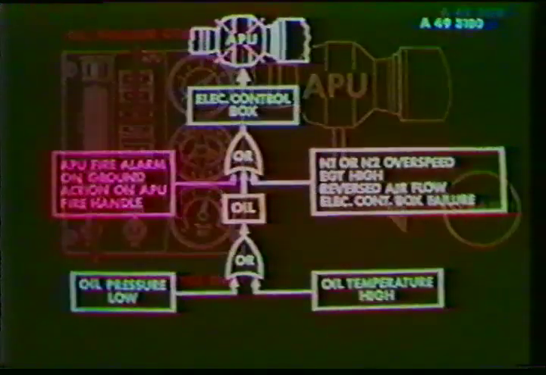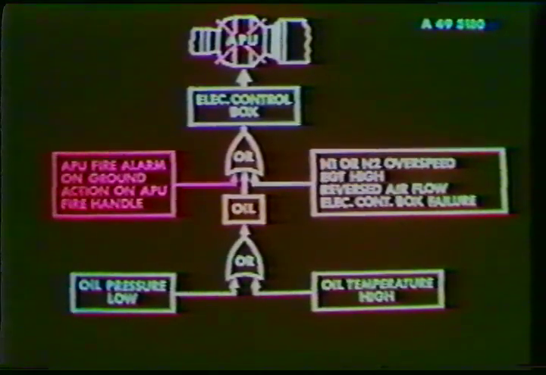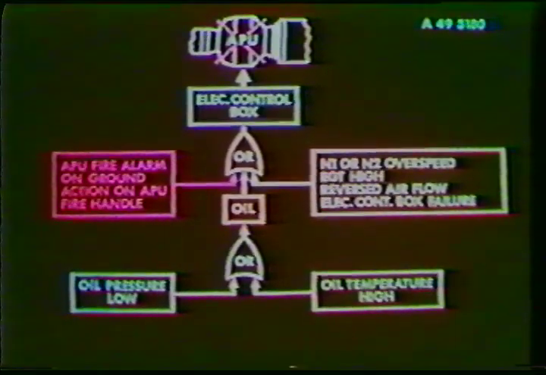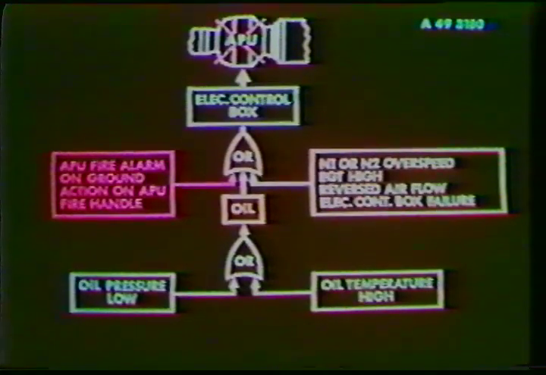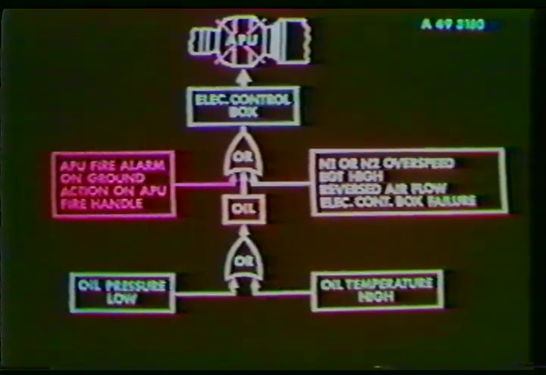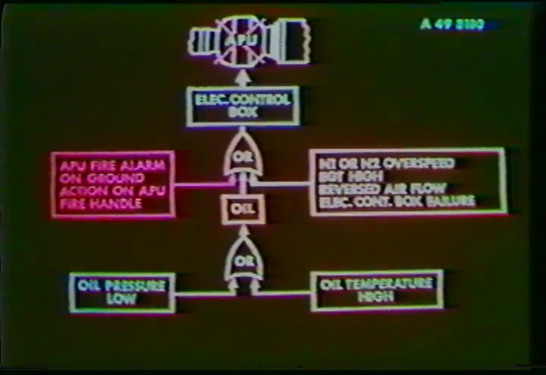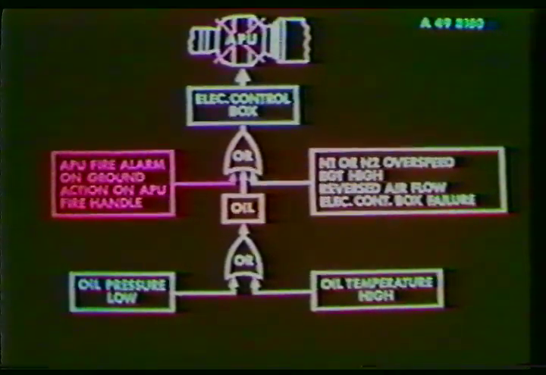Except during the starting sequence, the APU is automatically shut down in the following cases: APU fire alarm on the ground, pulling the APU fire handle, oil system failures, N1 or N2 overspeed, 109% or better, EGT exceeding 585 degrees centigrade, reversed airflow through the air bleed valve, and failure of the electronic control box.